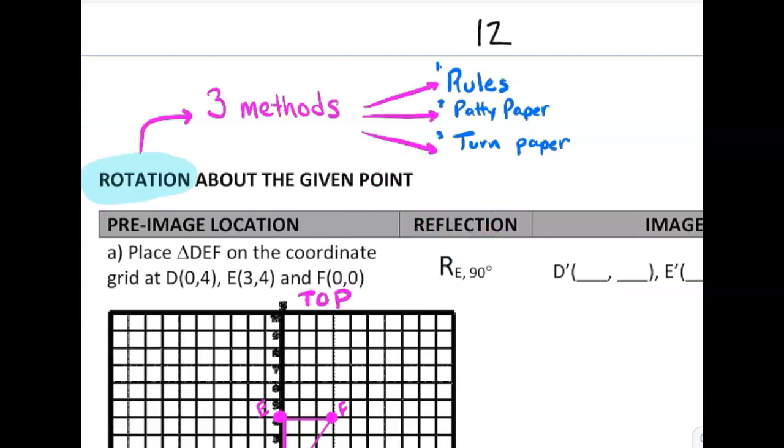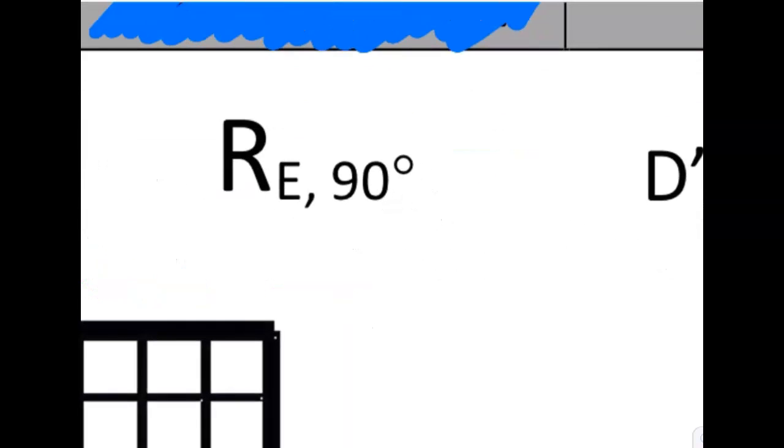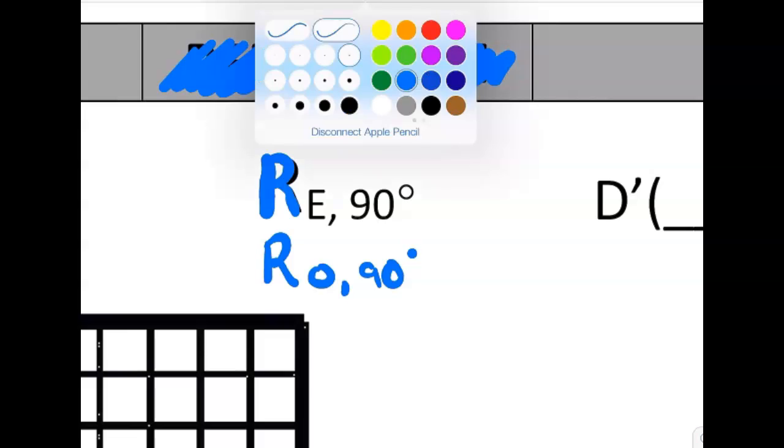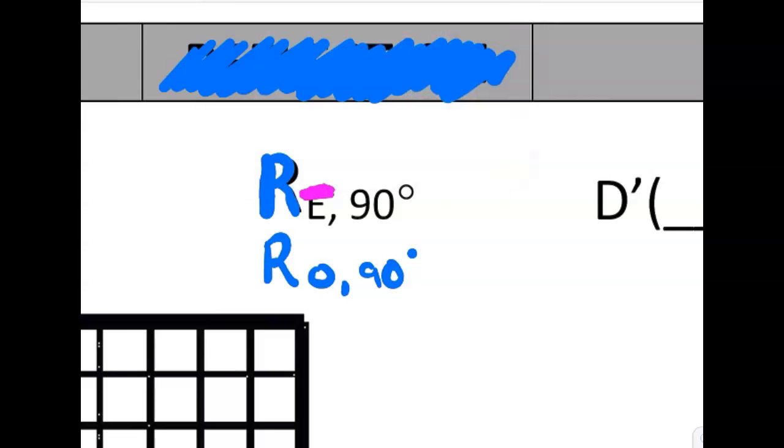Okay, first things first, for some reason there's a word reflection right here. Cross that out. This is all about rotations. That should not say reflection. And we're also going to make another change here. Capital R is rotation. But what we're going to do is change this to the origin, 90 degrees. Ms. Vala talked about the notation yesterday, but we're not going to have E be the center of rotation. We're going to focus on just the origin being the center of rotation.